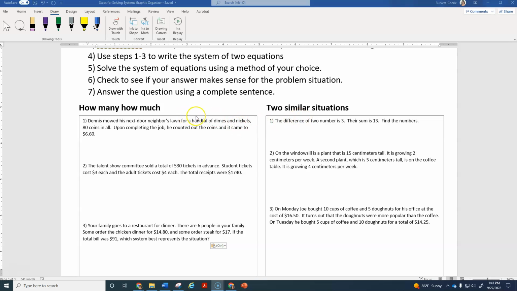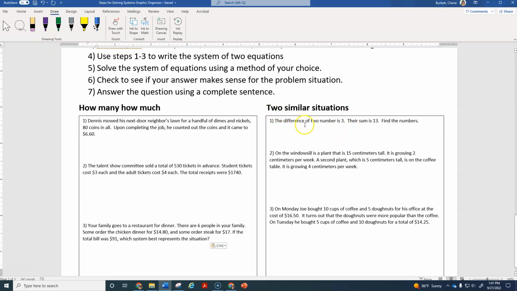So there's basically two kinds of situations when you're reading word problems. And as soon as you can figure out which one it is, it helps you write the system. There's a how many, how much, and there's a two situation problem. We'll just jump in and do examples of each one of these.